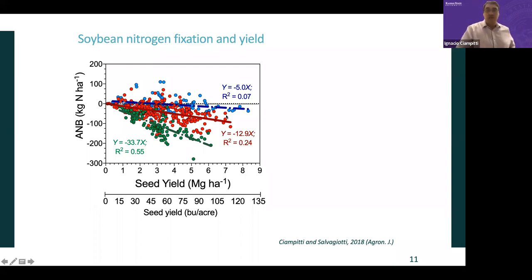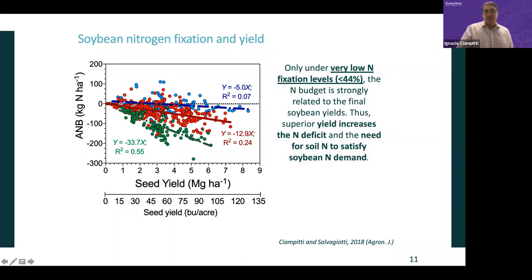And in many cases, we can have a lot of variability. So we can have situations where we have some positive values here, and then some negative total budgets. So that's why it's important to try to understand how much is coming from fixation. And that was one of the main ideas for why we want to look at this aspect, because there doesn't seem to be a clear relationship between fixation and yields.